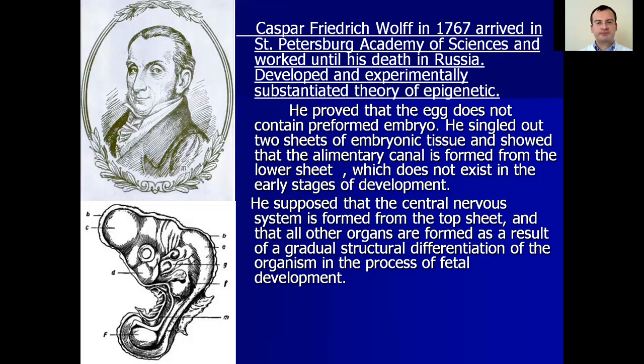Caspar Friedrich Wolff proved that the egg does not contain a preformed embryo. He singled out two sheets of embryonic tissue and showed that the elementary canal is formed from the lower sheet, which does not exist in the early stage of development. He supposed that the central nervous system is formed from the top sheet and that all other organs are formed as a result of gradual structural differentiation of the organism in the process of fetal development.